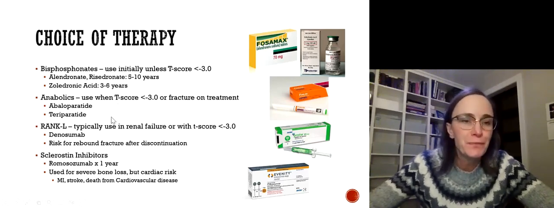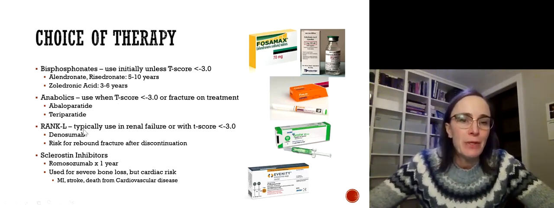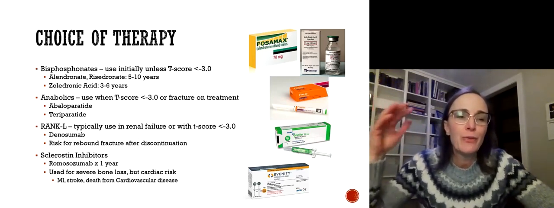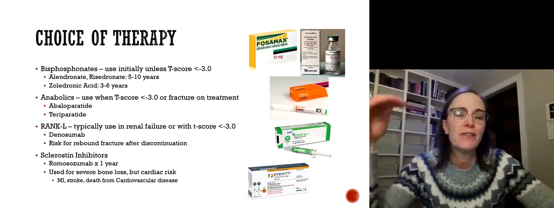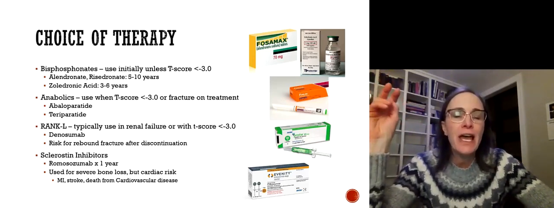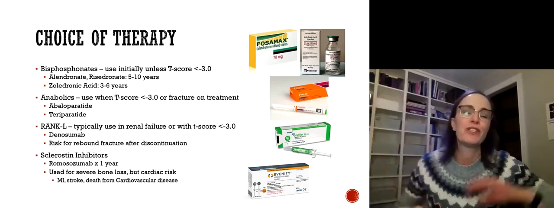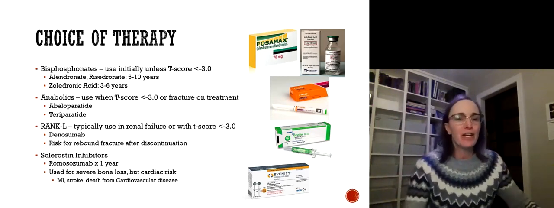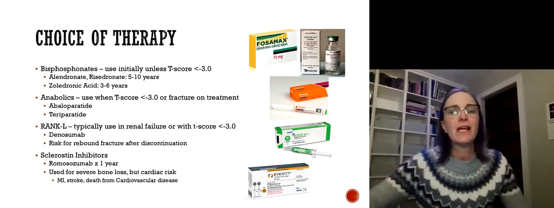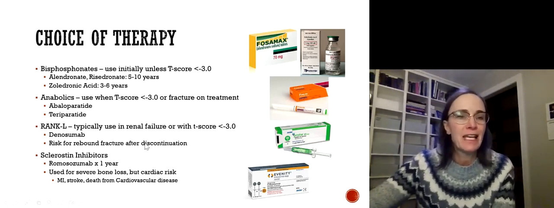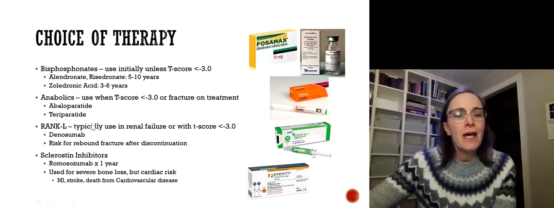and teriparatide is Forteo. RANK ligand inhibitors, I shouldn't say typically used in renal failure, because they're actually the only drugs we can use when, like a bisphosphonate, you can't use it if your GFR is below 35. And so then you can use something like denosumab, but we don't just typically use it. It's a very good drug that's used in osteoporosis in many cases, but you want to think about it when you have kidney disease and can't put somebody on a bisphosphonate.